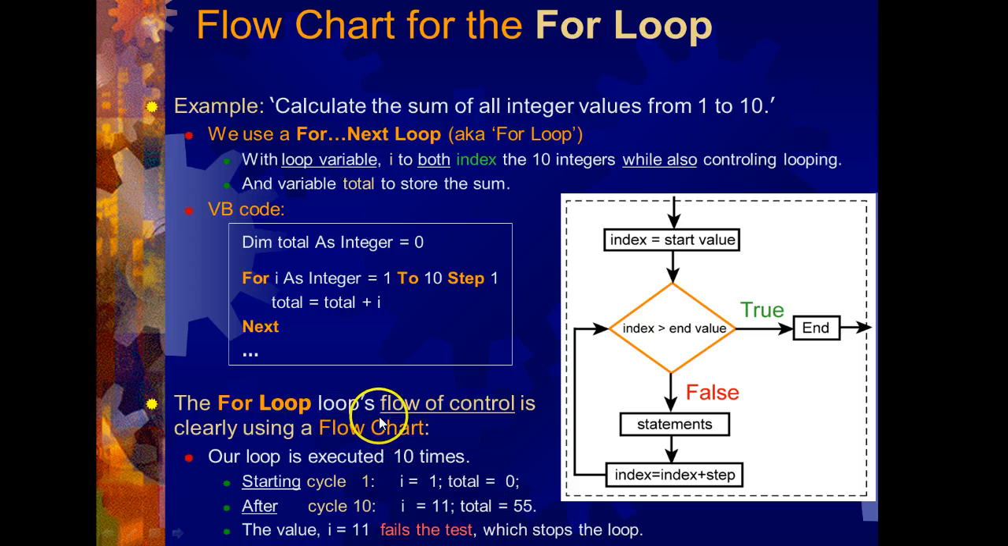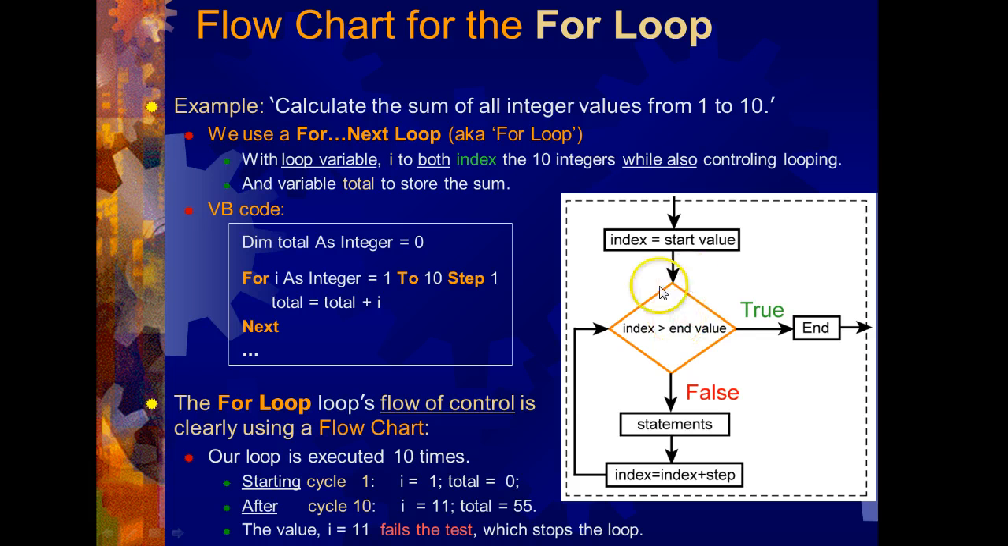The for loop's flow of control is clearly shown using a flow chart. Here we start out, the index equals the start value. The index, I, is called the index of the loop. This variable will be the index of the loop, so I is the index of the loop. We started out with the index equal to 1. We could have started at 2 or any other number, but we started at 1. So that's the start value.